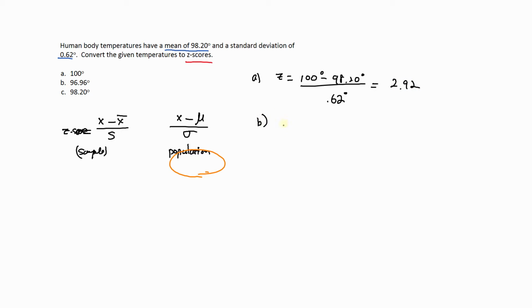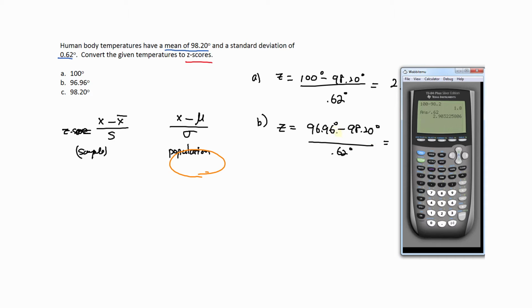And for B, same thing, except I just have to replace the x. 96.96 minus 98.20 over 0.62 degree. So we expect a negative number this time because the first number is smaller. So 96.96 minus 98.2 and then divided by 0.62. Negative 2.